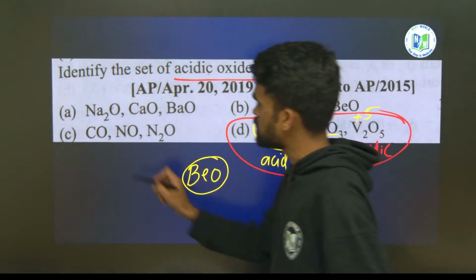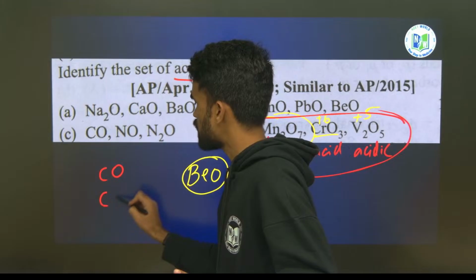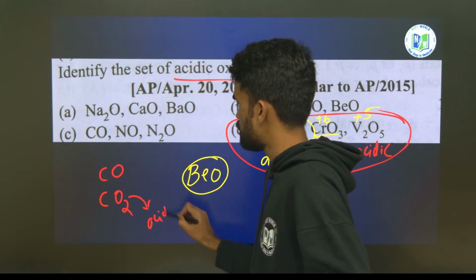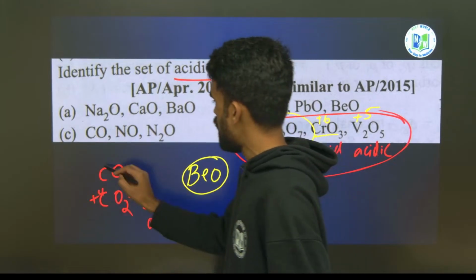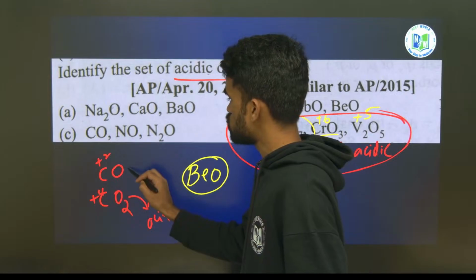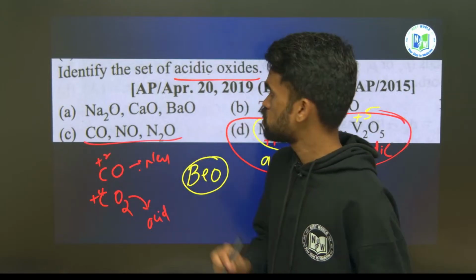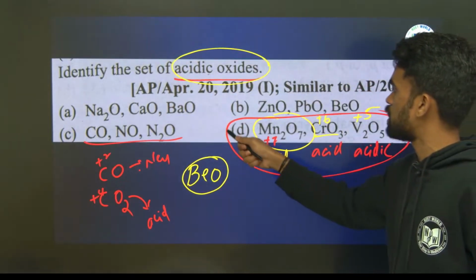Whereas CO: carbon has 2 possible oxides, CO and CO2. Out of these, CO2 is an acidic oxide, remember, because it is in the +4 oxidation state, the maximum, and CO is in the +2 oxidation state. So this is a neutral oxide. These compounds are neutral oxides here. So what is the suitable answer for this particular case? This will be option number D.